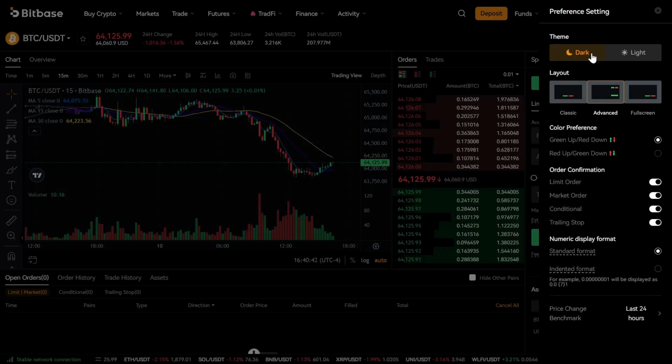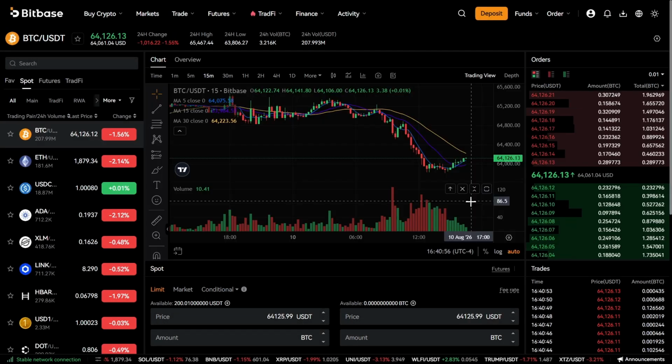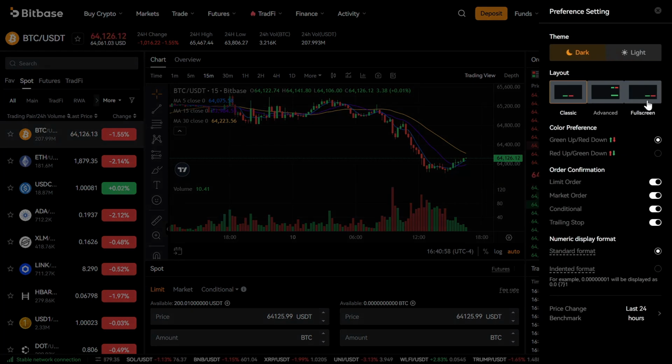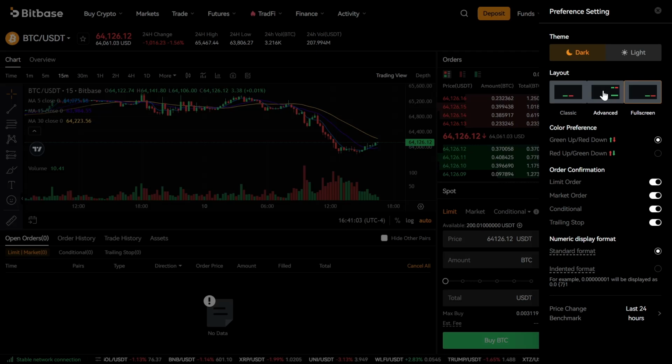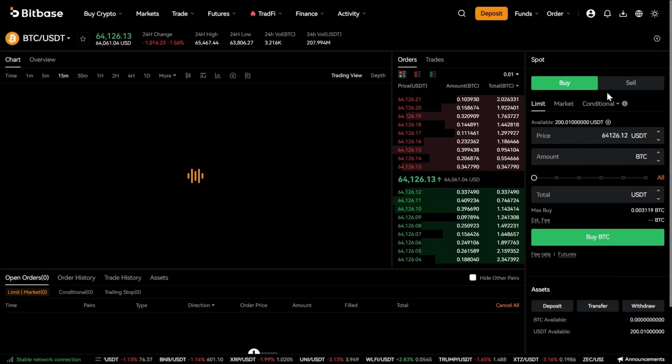We can change the layout settings. Right now we're on Advanced. We can switch the layout to Classic, and we could also go to Full Screen. It just depends on your preference. We're just going to leave it on the default, which is Advanced.